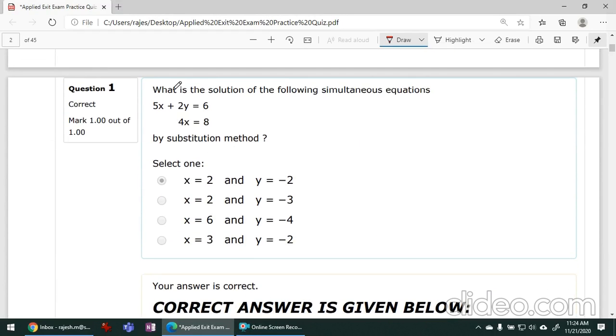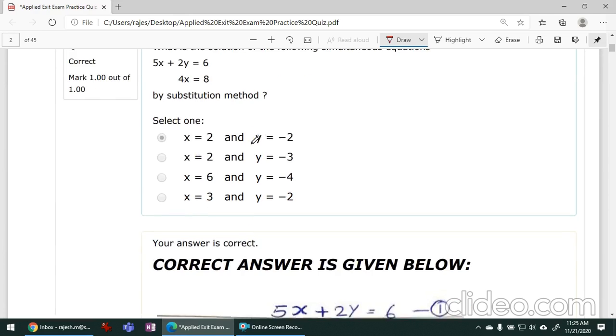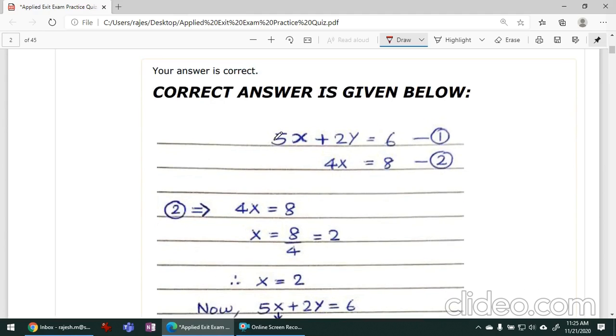Question number 1. What is the solution of the following simultaneous equations? Simultaneous means you will be getting two equations and you have x and y here. So you should find x and y using substitution method. Substitution. Okay. Now, how to find this? These are the equations: 5x plus 2y equal to 6 and 4x equal to 8.